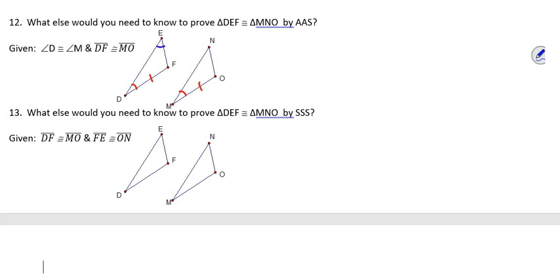So we would need this angle up here, E, then it would be angle, angle, side, and N, which would be angle, angle, side again. So that means we need to know that angle E is congruent to angle N.